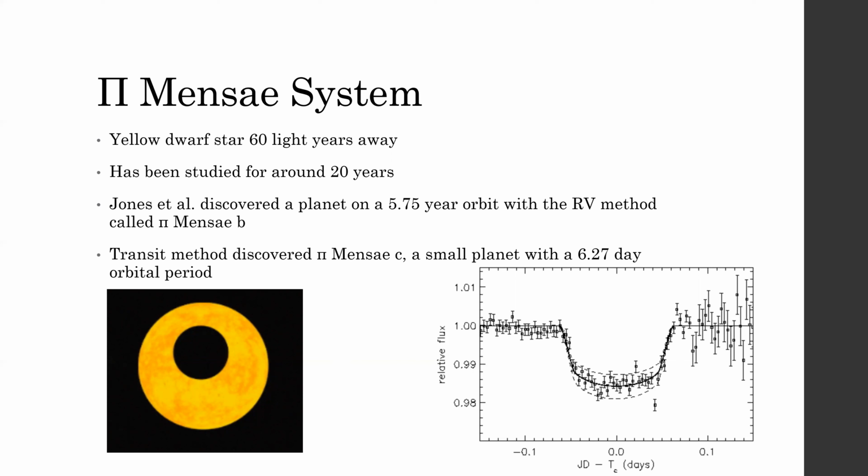This planet was on a 5.75-year orbital period. They called this planet Pi Mensae b. And since then, NASA's TESS, which searches for exoplanets through a sky survey, has been studying it.